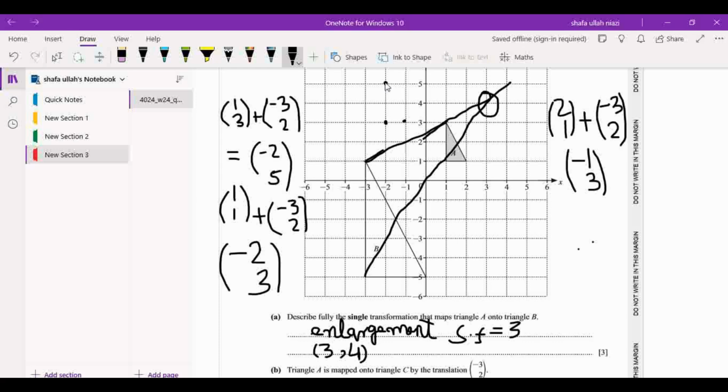So these images, we just join them with the ruler and pencil and mark this triangle as C. This should be the image of A under translation with -3, 2 as the translation vector. Next, we move on to the next question.